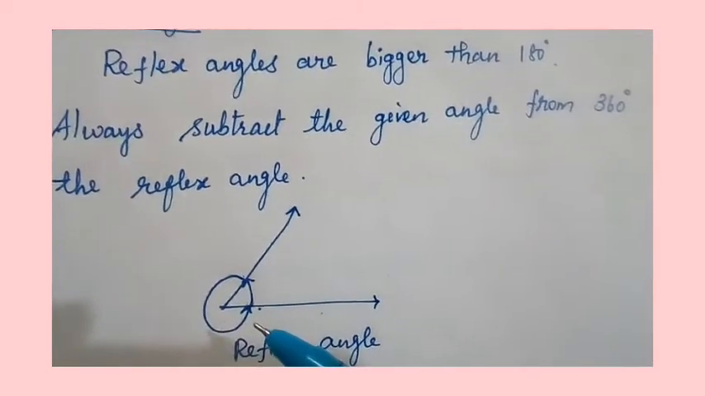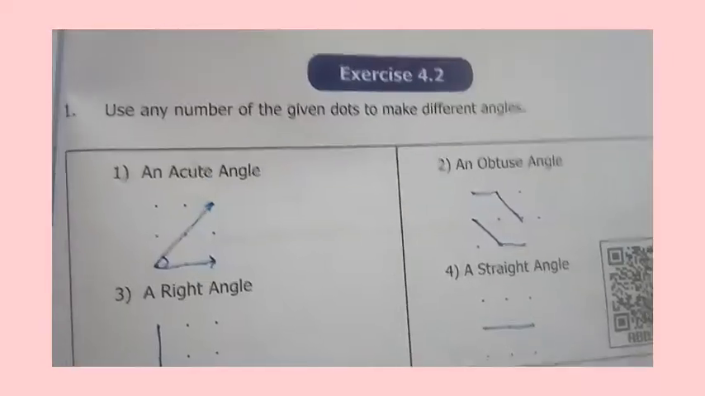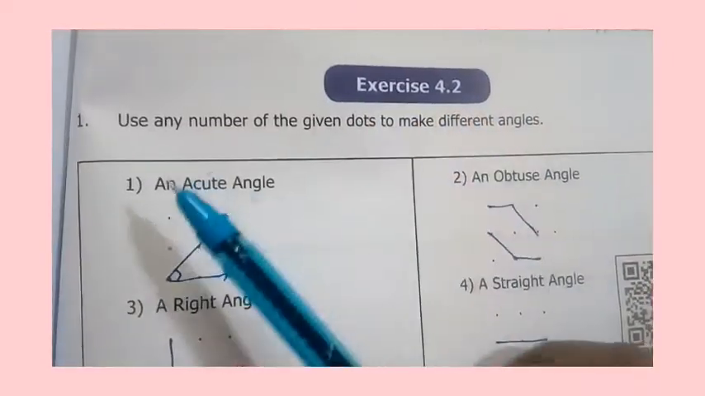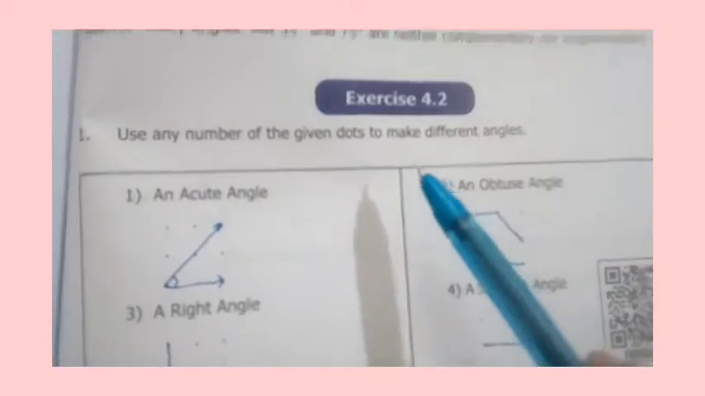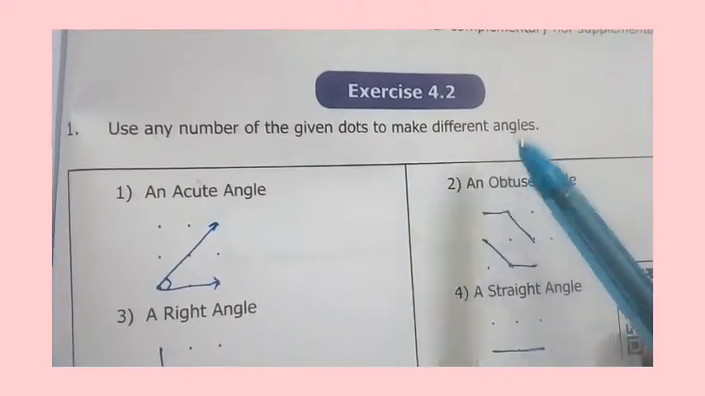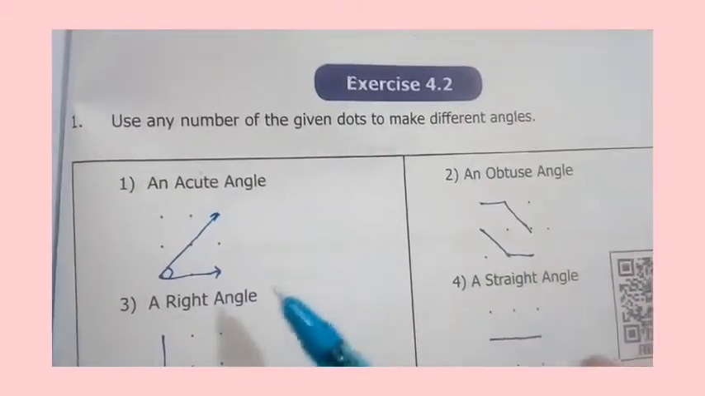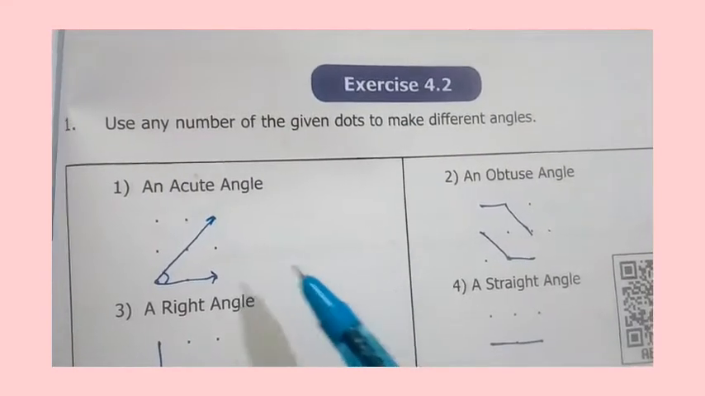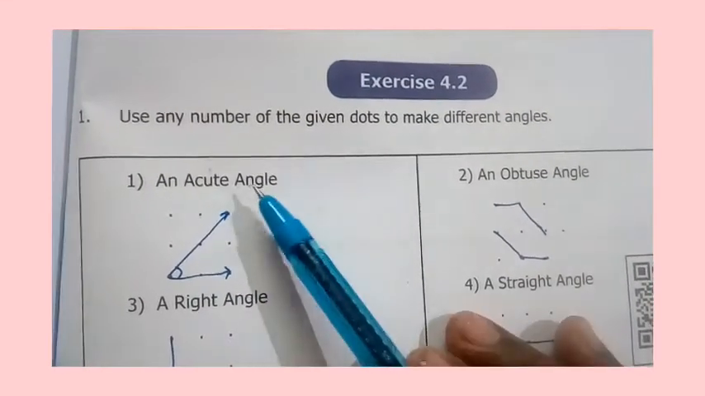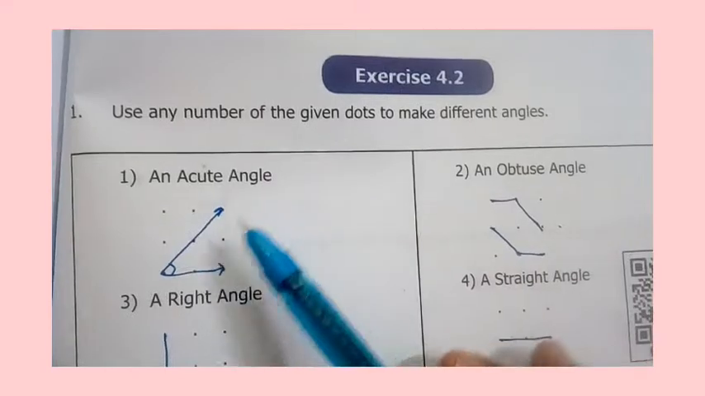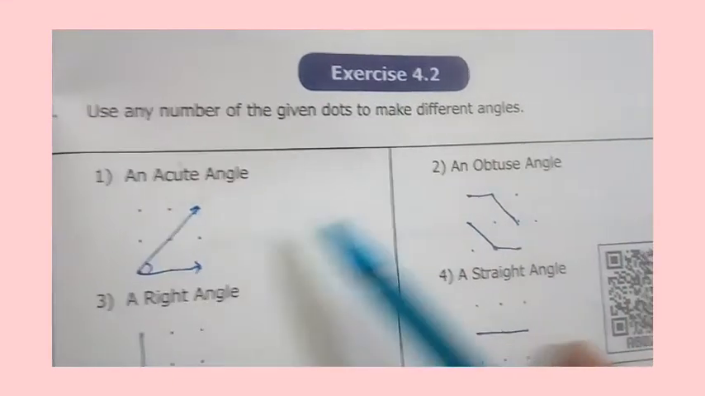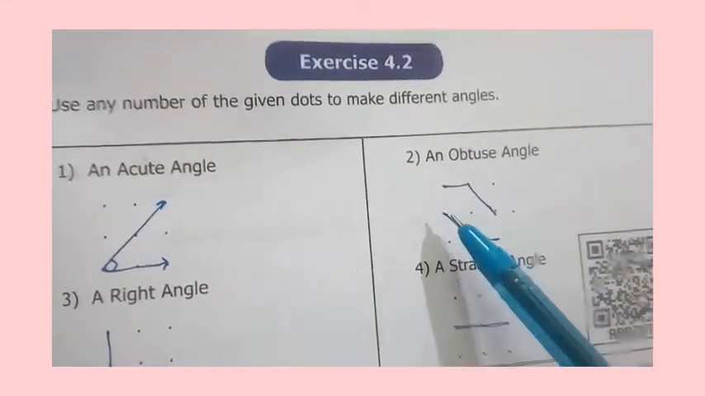Subtract from 360 degrees. Now exercise 4.2. Use any number of the given dots to make different angles. Some dots are given. Using the dots we have to make an acute angle. First, any way you can make one, I used it like that, it is an acute angle. For obtuse angle, I used two ways.